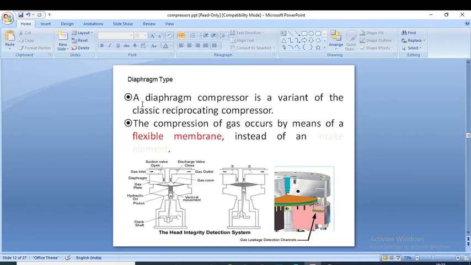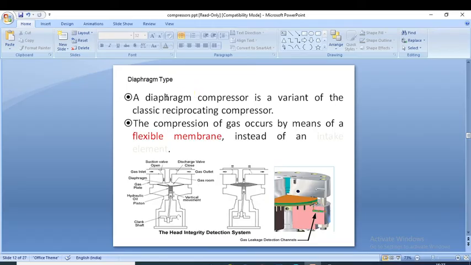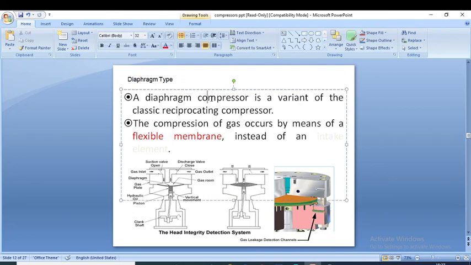So this is the simple diagram for the diaphragm type compressor. You can say the diaphragm type compressor is a variant of the classic reciprocating compressor. The compression of gas occurs by means of a flexible membrane instead of a piston.